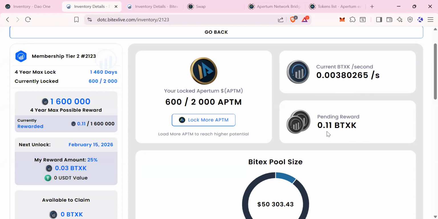So this thing is live on the blockchain. Now that you put in 600, obviously, if you put in another 1,400, this per second will double. It will then be 0.06 of these coins every second.